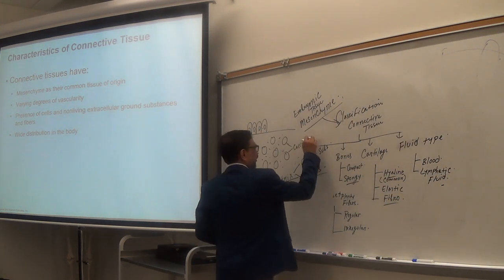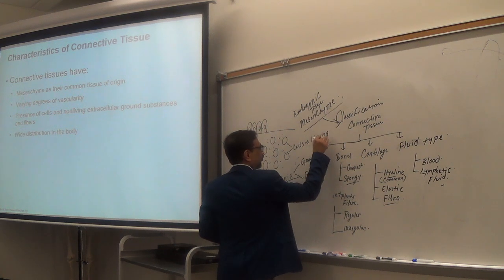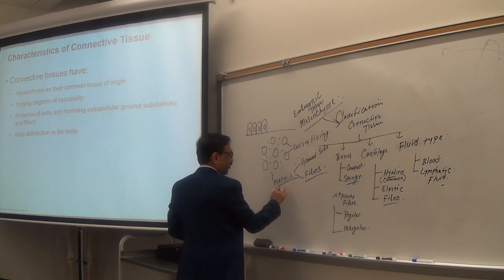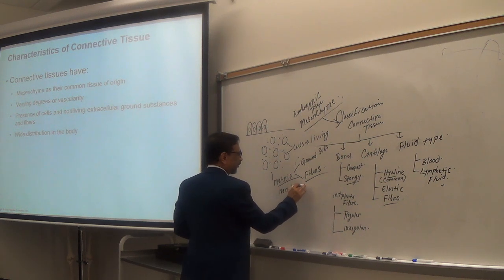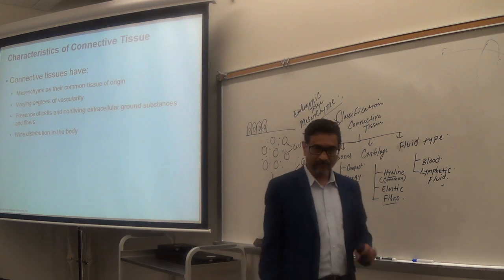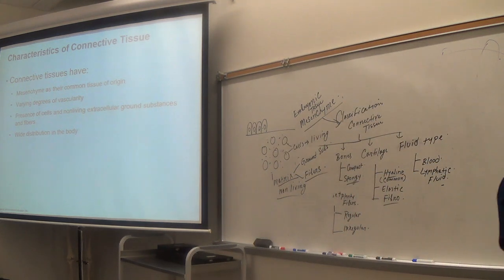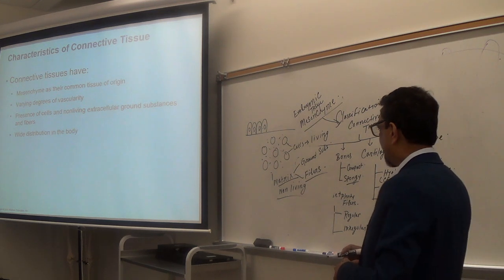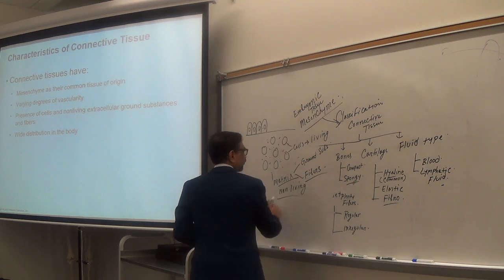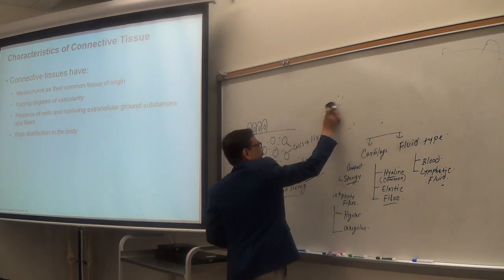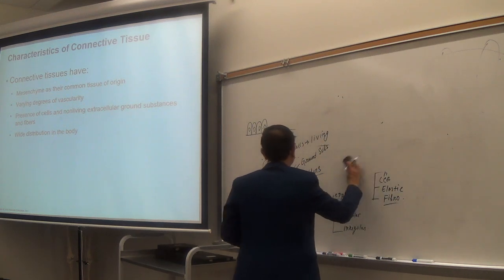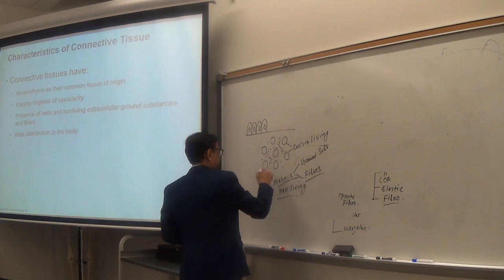Cells are living, alive, and matrix is non-living. Okay? So connective tissue consists of what? Cells and matrix, right? Cells are what? Alive or dead? You all know that. Cells are alive, right? And matrix non-living. And matrix composed of ground substances and fibers. So you have fibers.